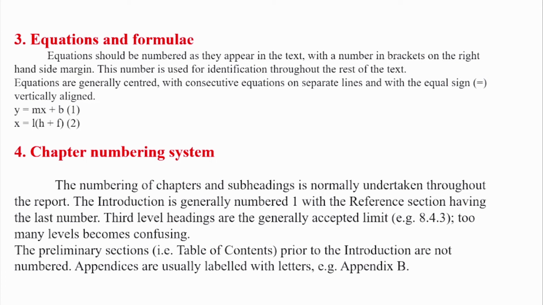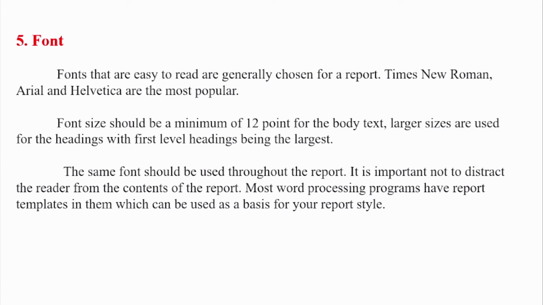So the preliminary sections, that is table of contents, prior to the introduction are not numbered. So the appendices are usually labeled with letters, for example Appendix B. Fifth, we have font. So fonts that are easy to read are generally chosen for a report. Times New Roman, Arial and Helvetica are the most popular. Font size should be a minimum of 12 point for the body text.